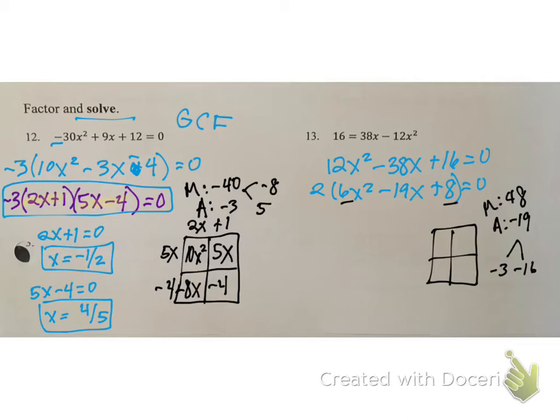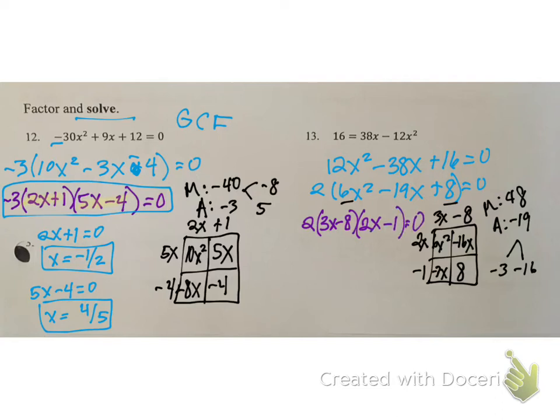Draw my box. 6x squared, 8, negative 3x, negative 16x. Pull out 3x. Pull out a negative 8. Pull out a 2x. And a negative 1. That's all that will come out of this bottom row. So I would rewrite this. Do not forget about the 2 in front. 2, 3x minus 8, and 2x minus 1 equals 0.